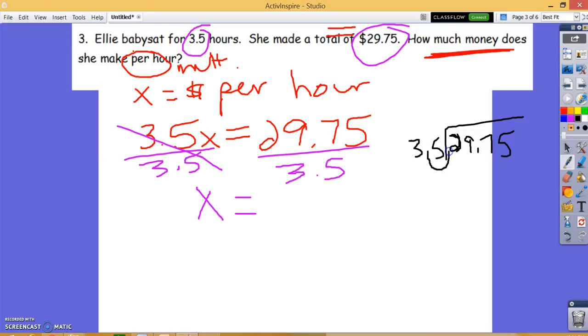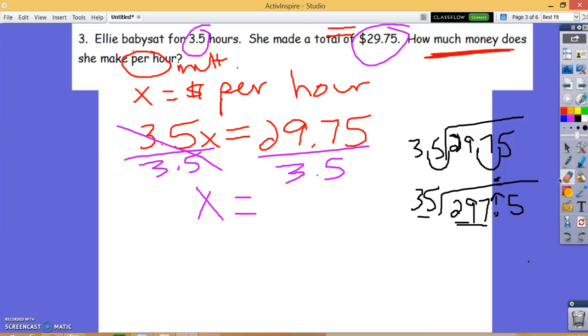We can't divide with the decimal outside of the house, so we've got to bump the decimal over. So this is actually going to become 35 on the outside and 297.5 on the inside. And remember, we just want to raise the roof, bring the decimal straight through. And then 35 does not go into 29, but it does go into 297.